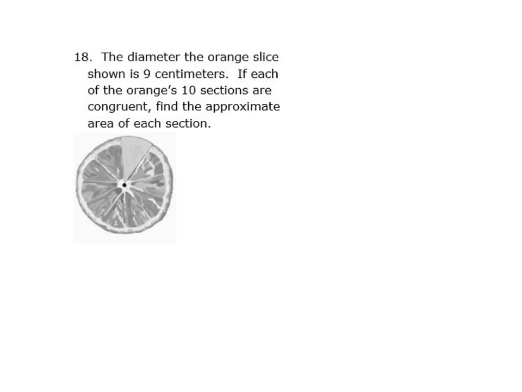Orange is circular, so we're going to use area is equal to the central angle divided by 360 times pi r squared. It tells us the diameter is 9 centimeters. Well, this cannot be a real orange. So the whole thing is 9 centimeters. The formula calls for the radius, so the radius will be half at 4.5.